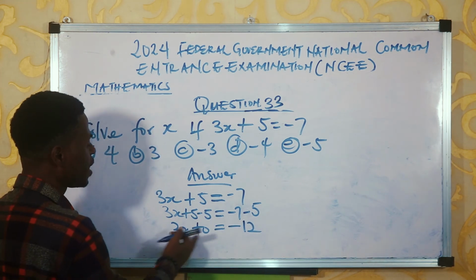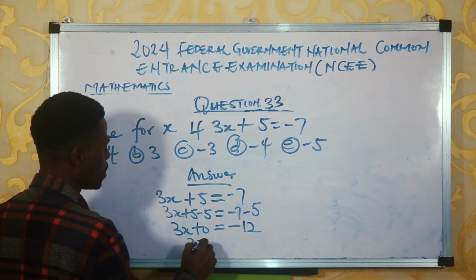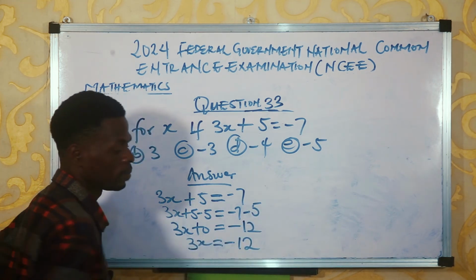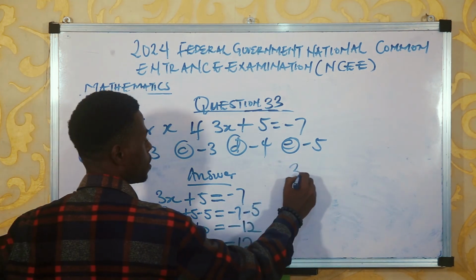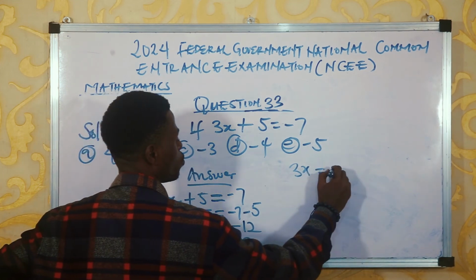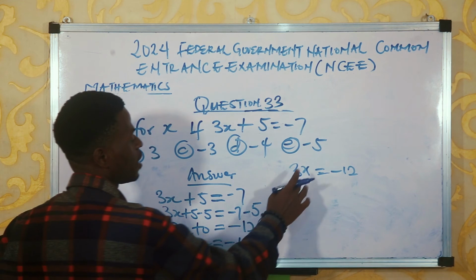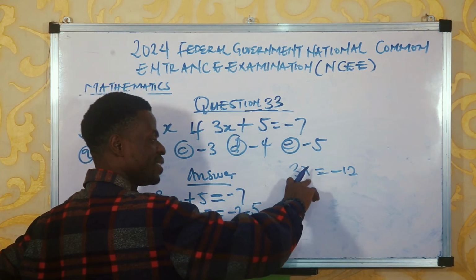Now look at this place. 3x plus 0 is 3x, equal to minus 12. Now let's take it further. Okay, 3x equal to minus 12. So this 3 is the coefficient of x.